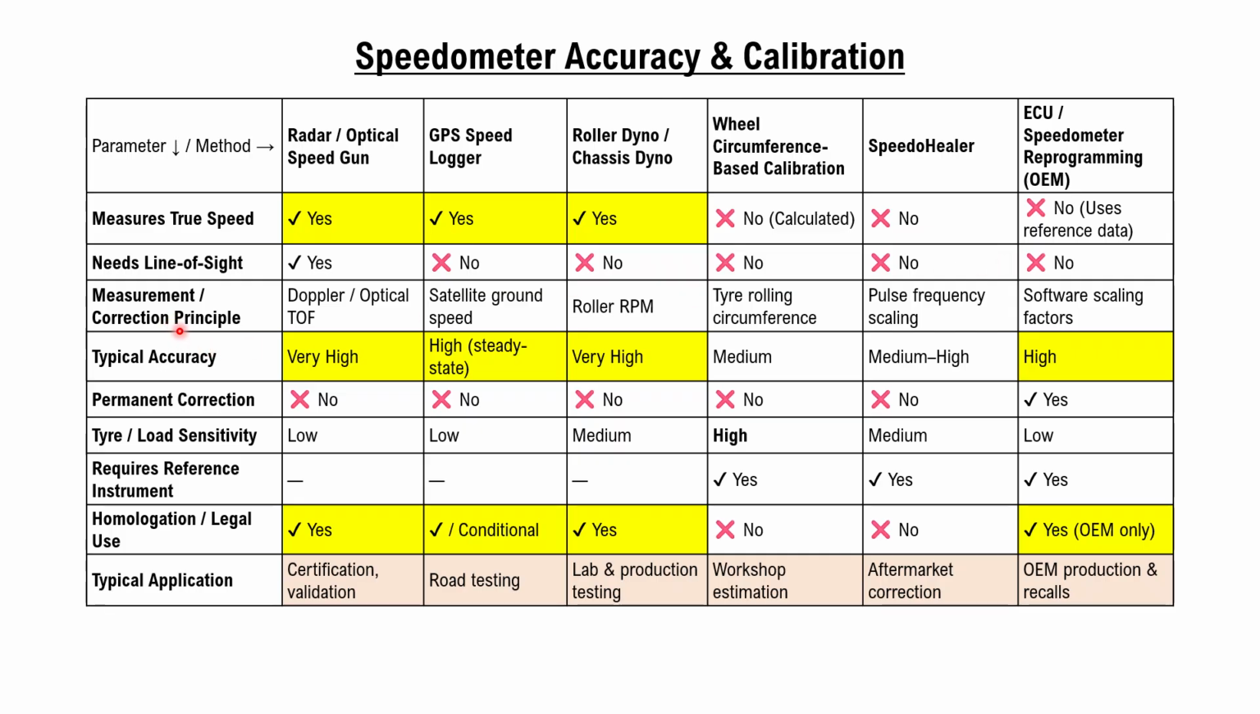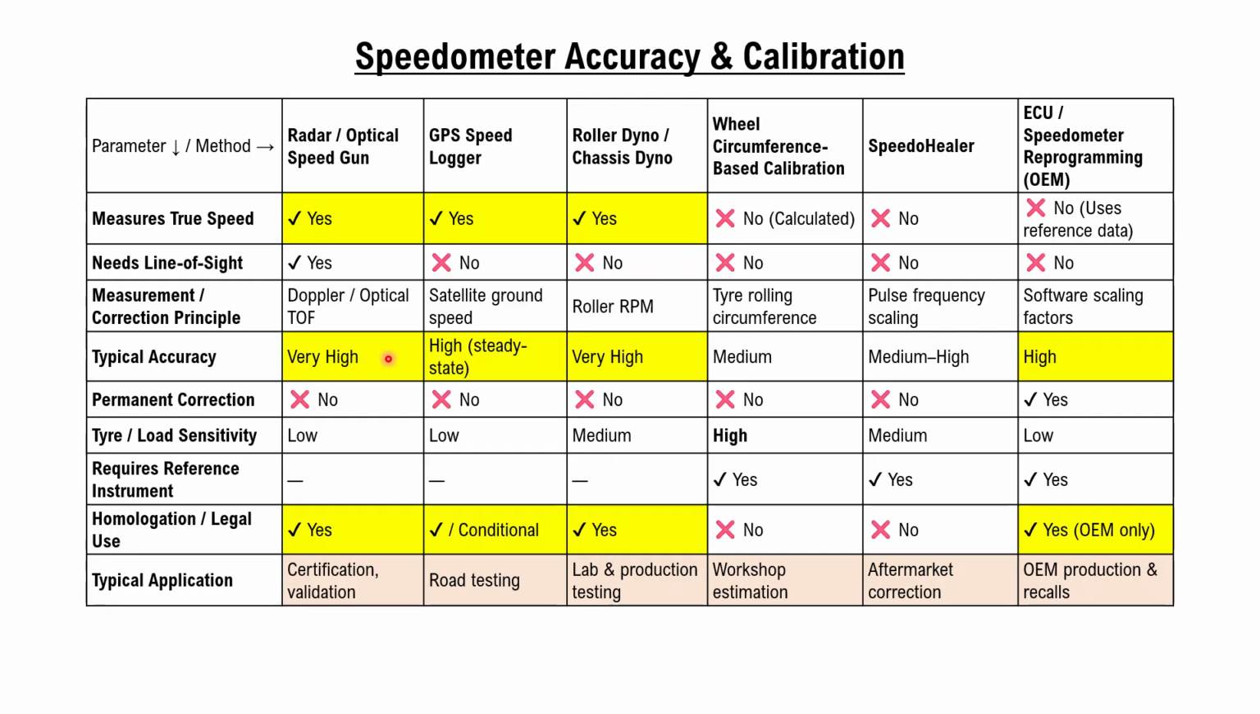Measurement correction principle: Doppler optical, TOF. Satellite ground speed. Roller RPM. Tire rolling circumference. Pulse frequency scaling. Here, software scaling factors. The accuracy of each method is as follows.